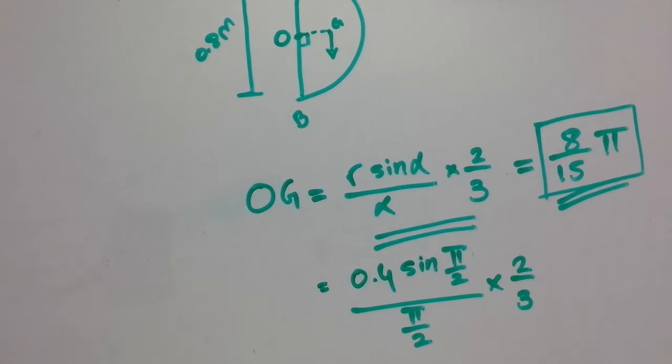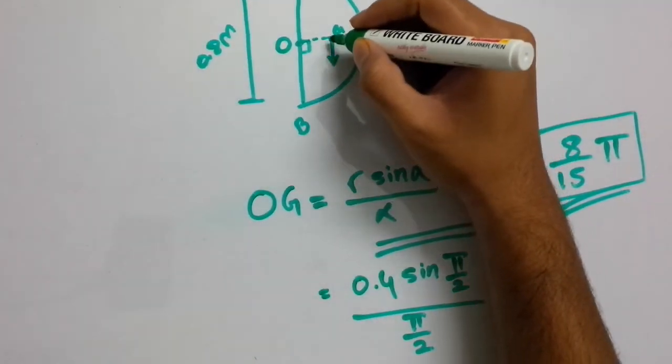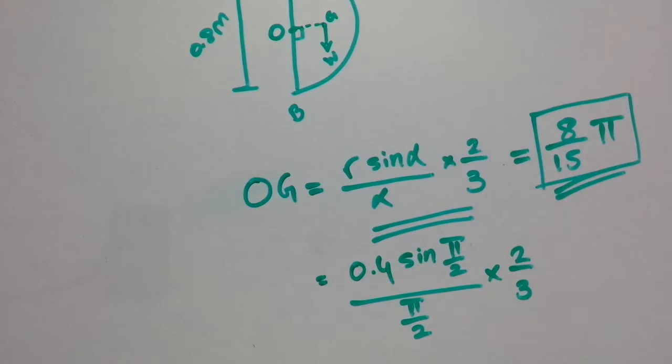The question says, the lamina rests in a vertical plane with point B of the lamina in contact with a rough horizontal surface with A vertically above B. Equilibrium is maintained by a force of magnitude 6 Newton in the plane of lamina, applied to the lamina at A and acting at an angle of 20 degrees below the horizontal. Calculate the mass of the lamina. Let's assume the weight W.